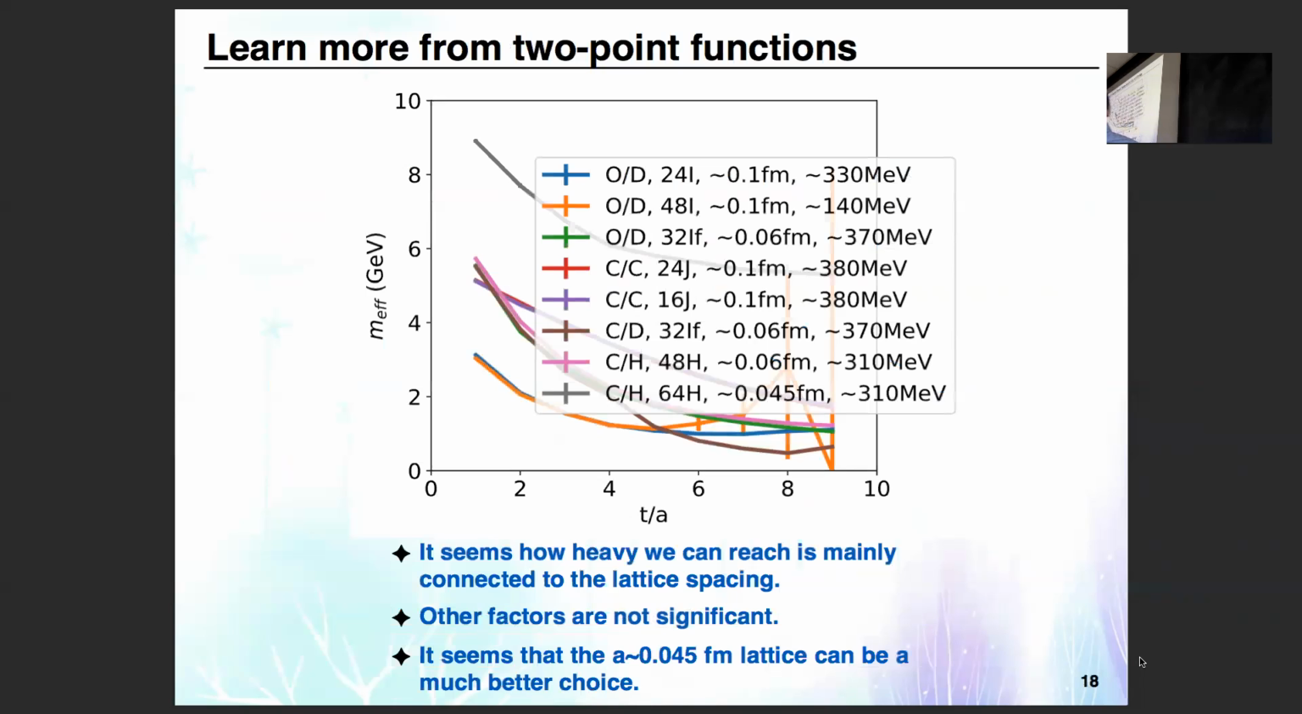So we can see that the highest energy we can reach for 2-point functions is mainly related to the lattice spacing. For the smallest lattice spacing, we can reach more than 9 GeV. Other factors like volume or time mass can have some effects, but at least they are not significant in this study. And it seems that if we can have this 0.04 fine lattice, our results can be much better.